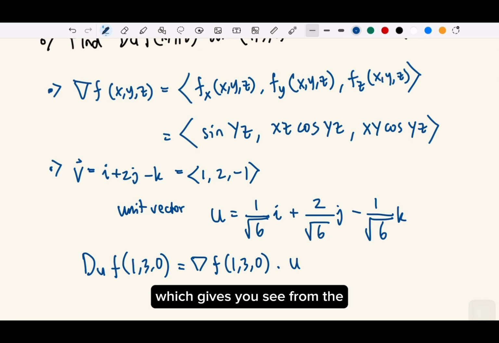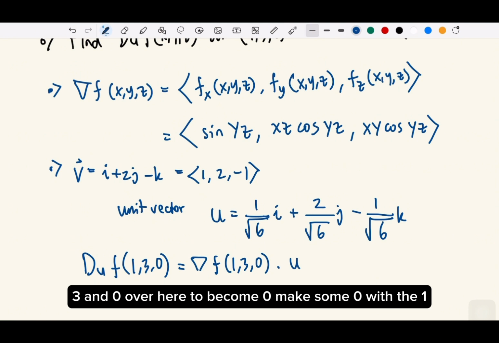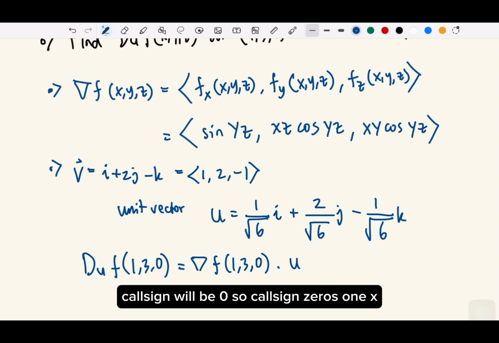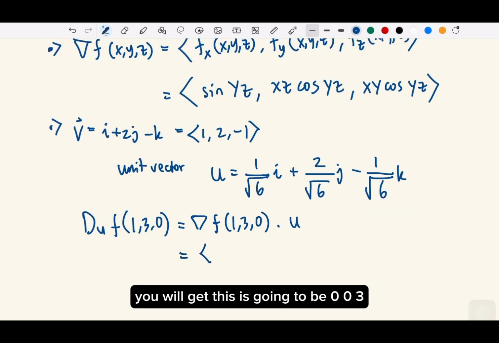If you see from what we have here, we have (1, 3, 0). So if we take 3 and 0 over here, it becomes 0. We take (1, 3, 0) here, we have 1, this will be 0, and cosine of 0 is 1. xy becomes 3. So you put the numbers inside, and this is going to be (0, 0, 3).